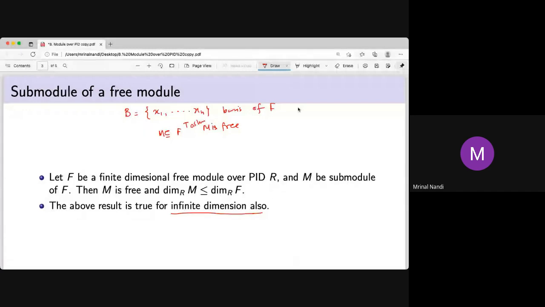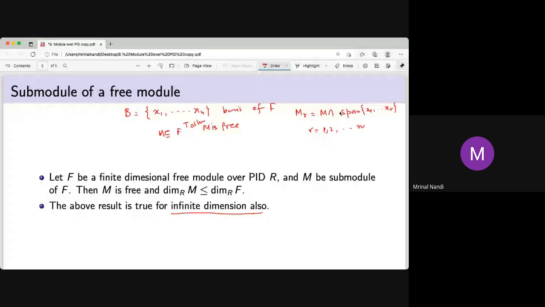Now, let's take M_r to be M intersection the span of x1, x2, ..., xr. What is r? We are taking r from 1 to n. So we take M1, M2, ..., Mn. And what is Mn? Mn is the whole M actually, because the span of x1, x2, ..., xn is the whole module. So M is the submodule.